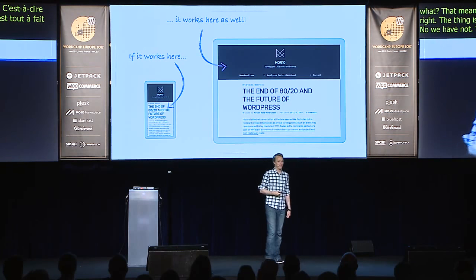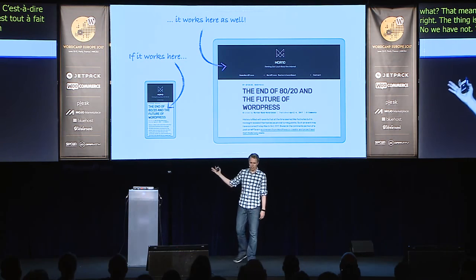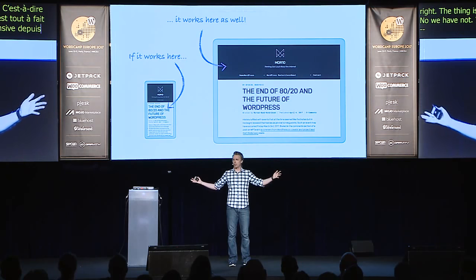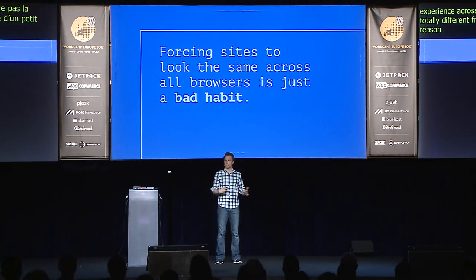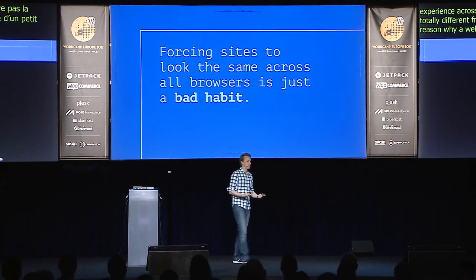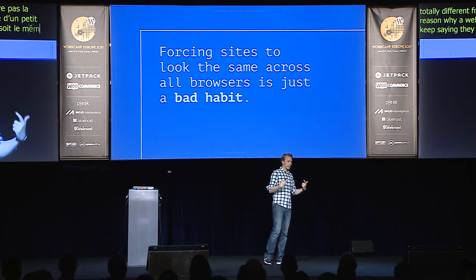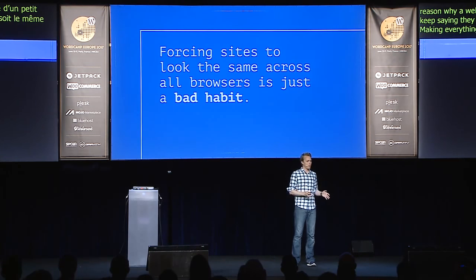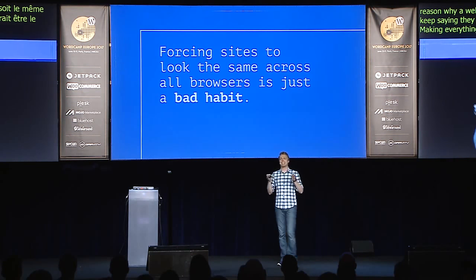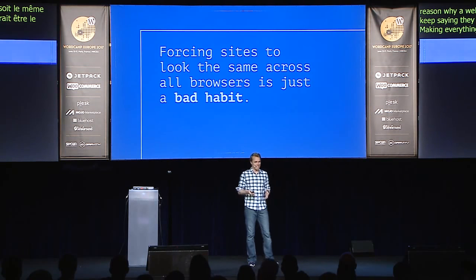And we've established an entire language around not serving up the same experience across all browsers. Because on a mobile browser, the website looks totally different from what it does on a large desktop browser. There is no actual reason why a website should look the same across all browsers, except that we keep saying they should. So we can change our methodology around this. Making everything look the same across all browsers is a bad habit. We should be making things look the best they can on whatever browser they're supported in.